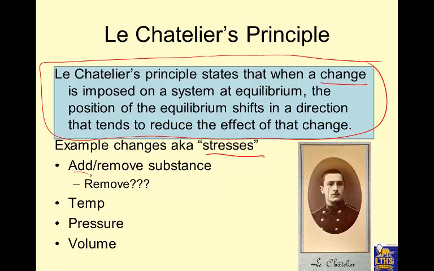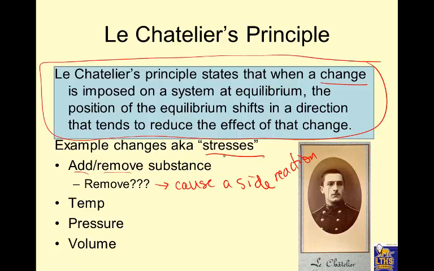So how can you stress out or change an equilibrium system? Well, you can add something that's part of the equilibrium, or you can remove it. Now, it might be easy to add. You take a chemical reaction, you add more stuff. But how do you remove something from a chemical reaction? We'll use more chemistry, by causing a side reaction of one of the substances. I'll show you some examples.